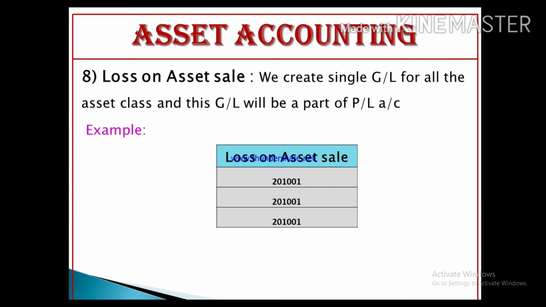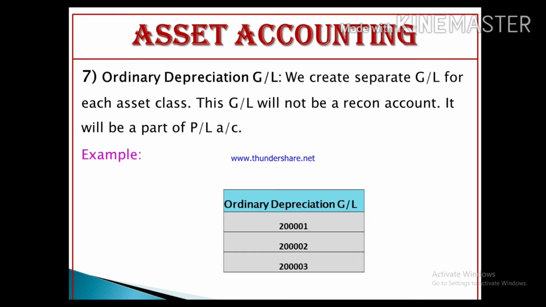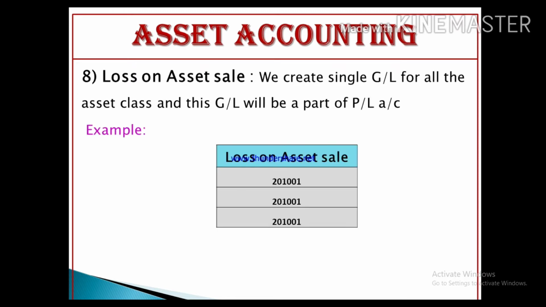Next is loss on asset sale GL. We will create this GL for all the asset classes. We will not create a separate GL, unlike the ordinary depreciation GL, for which we need to create a separate GL for each asset class. But for this GL, loss on asset sale, we will create a single GL for all the asset classes. And this GL will be a part of the profit and loss account as an expense.